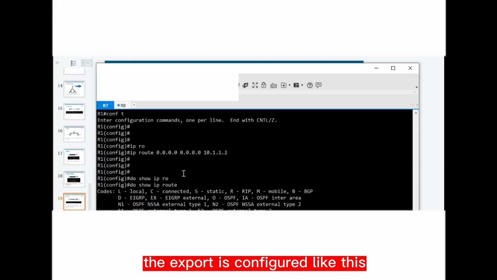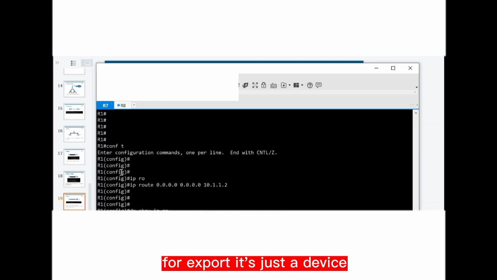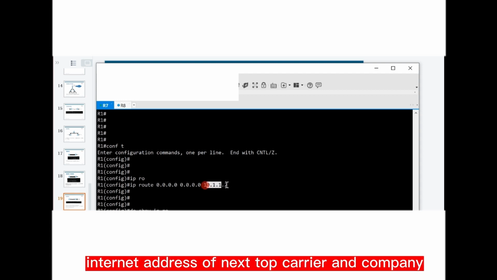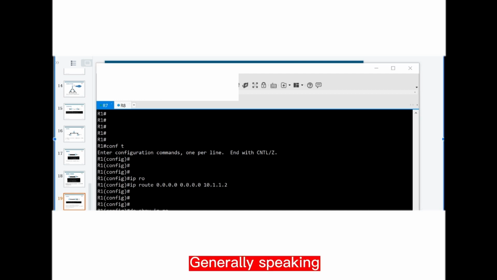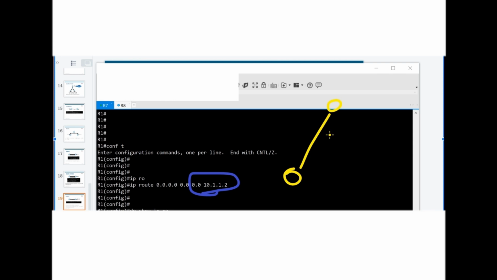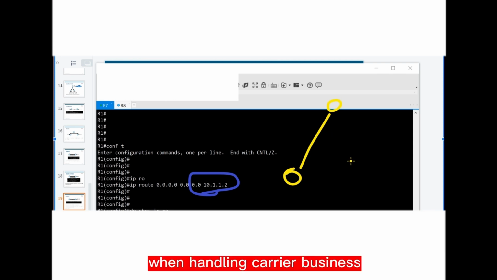The export is configured like this. For the export, it's just a device. Its configuration is: ip route 0.0.0.0 0.0.0.0, then the internet address of the next hop, the carrier and company. Generally speaking, this internet address configuration is on the company's side and the operator side. When handling carrier business, it will provide the internet address.